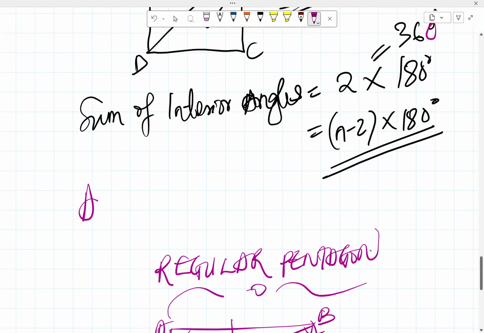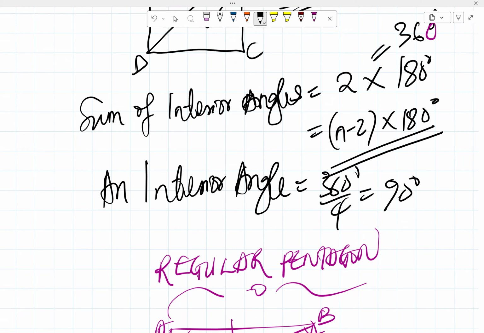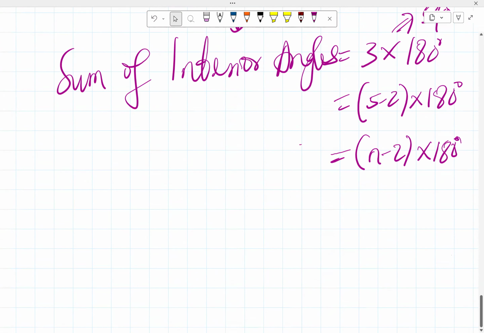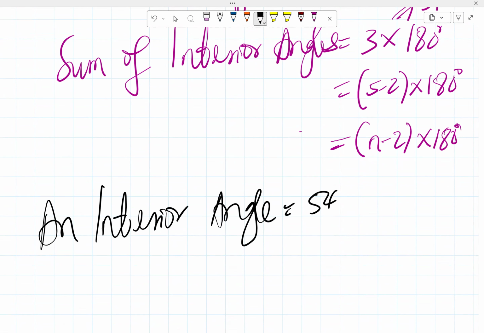So we can say here an interior angle will be 360 degrees divided by 4. That is 90 degrees. That's the right angle. So here, an interior angle will simply be 540 degrees divided by 5, which is 108 degrees.